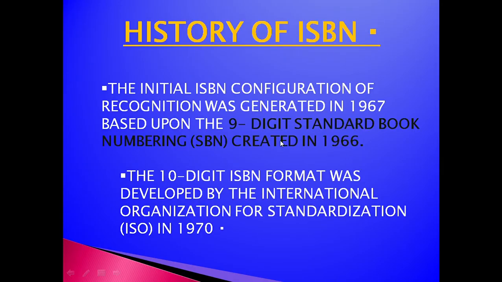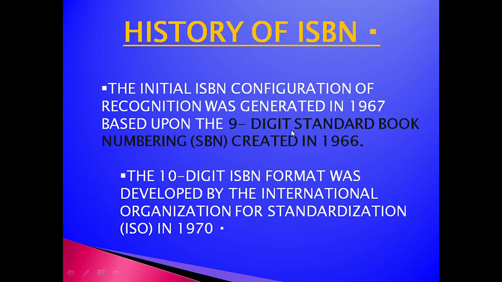How did it come about? Initially, this ISBN had a different configuration. It was generated in 1967. When it was generated, it had 9 digits of standard book number. First, it was called SBN. It had 9 digits and it was created in 1966, but it came into use in 1967.